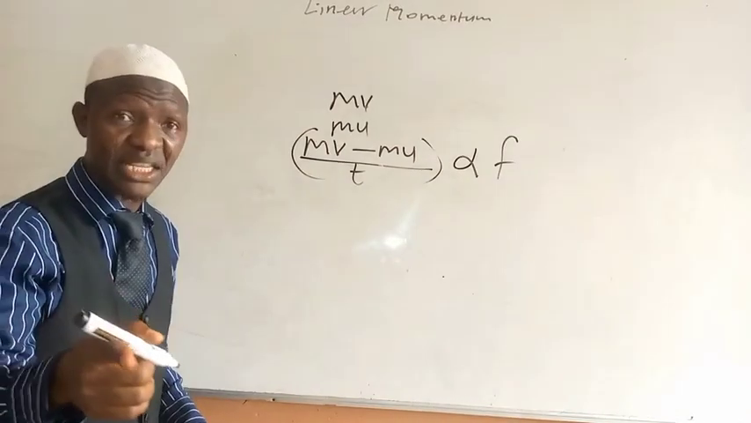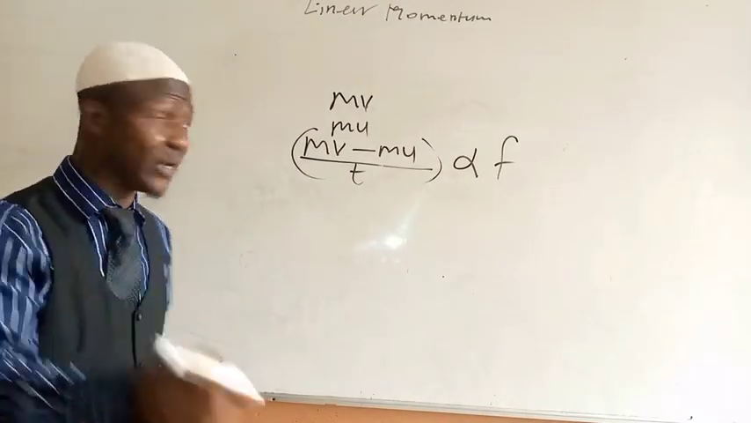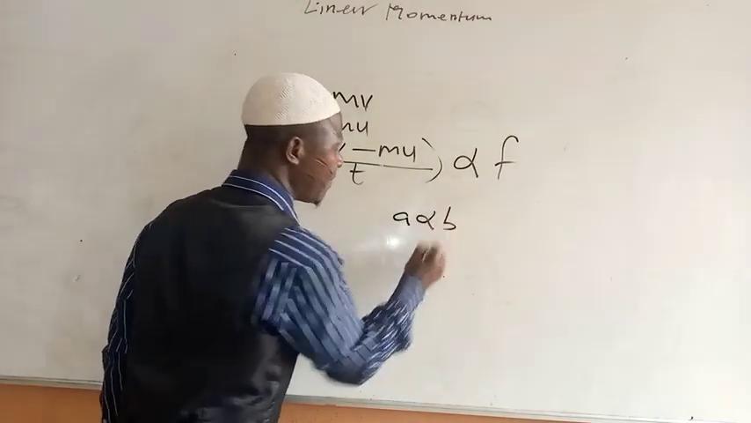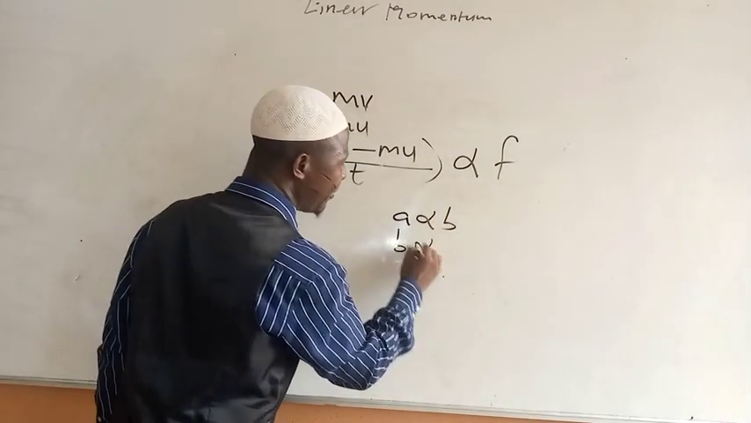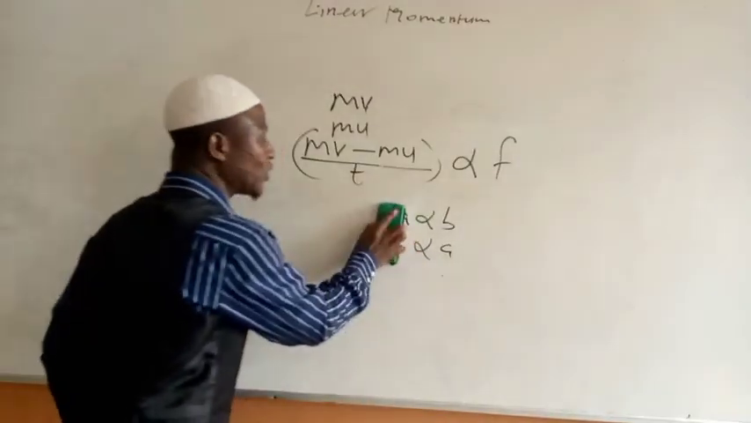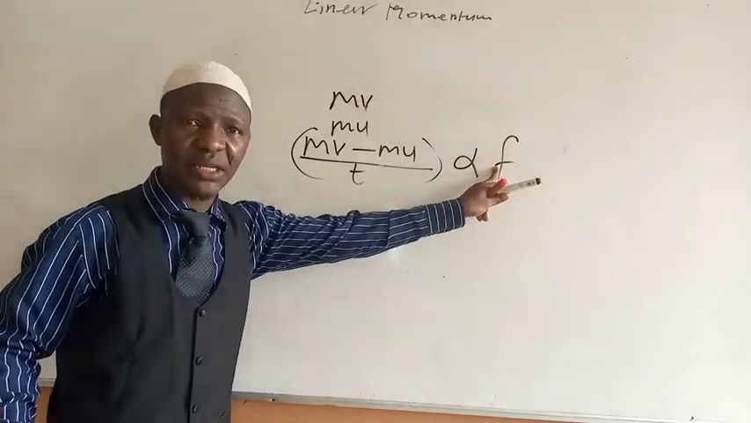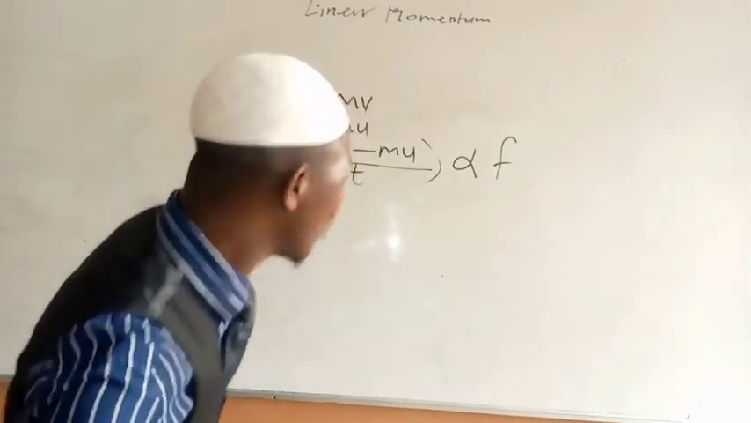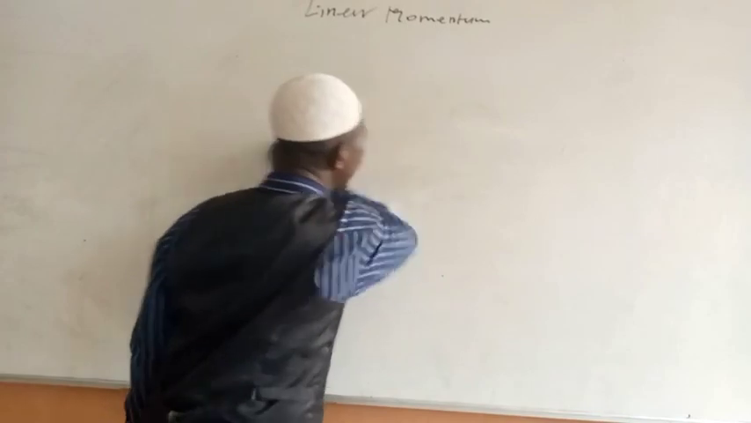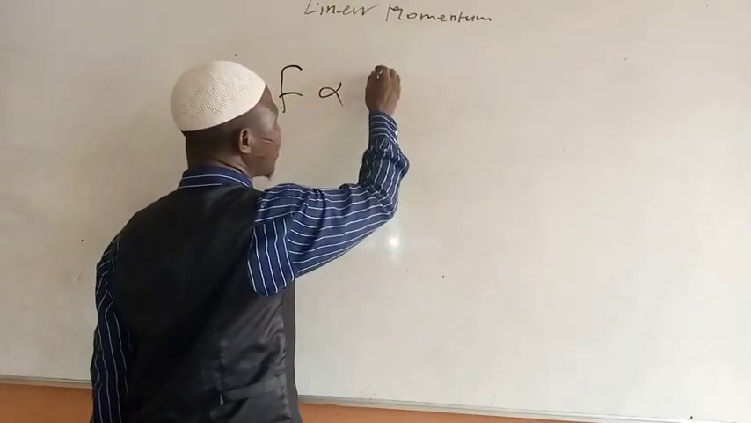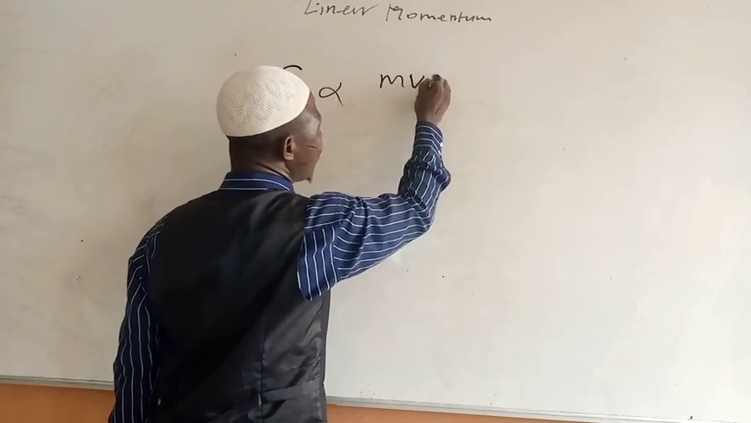But in mathematics, in variation, this is direct variation. If you have A varies with B, it's the same thing as B varies with A. Therefore, we are going to apply this as force varies directly as the rate of change in momentum. So we are going to have it like this: the force varies directly with the rate of change in momentum.